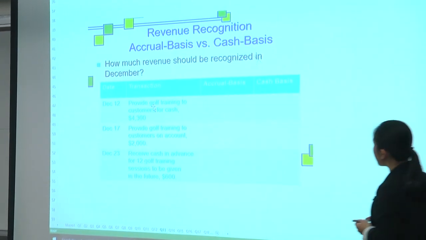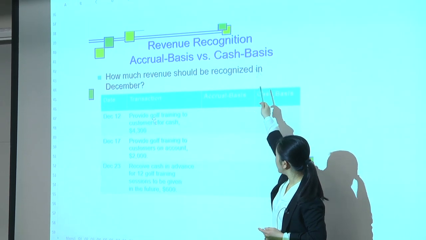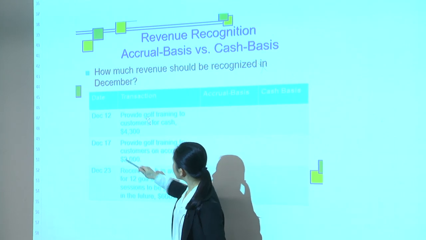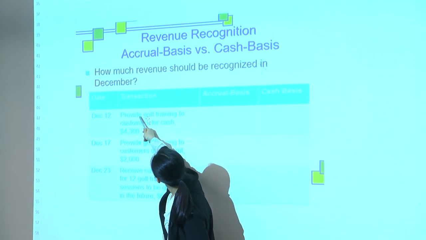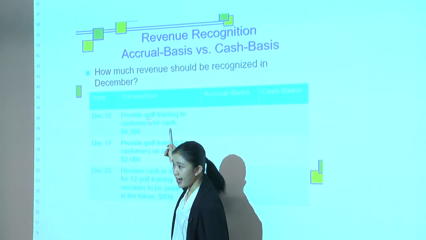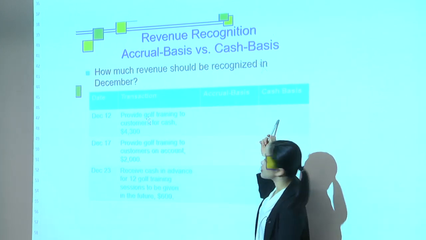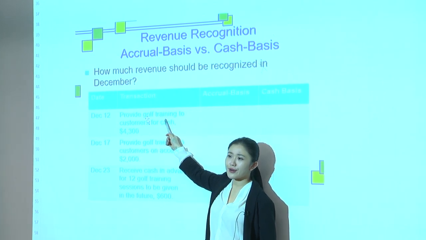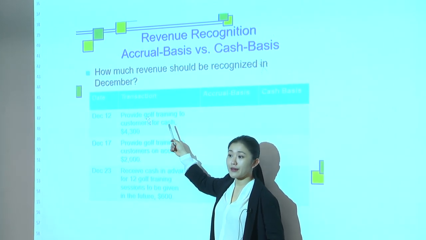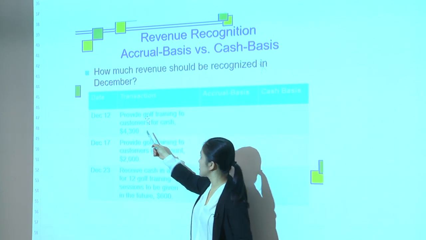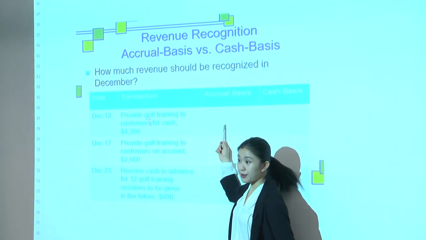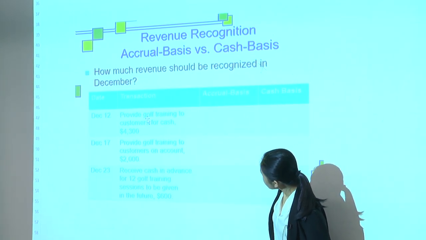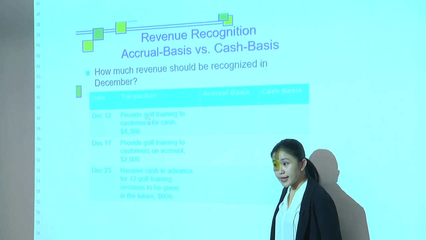I also provided the revenue recognition, again, cash and accrual. But same rule, right? December 12th, provide training to customers for cash. Well, we have cash, so this one is easy, definitely cash. And what is the rule for recording revenue? When we do it, right? When we provide service, when we sell the products, and we are doing it, so definitely recording revenues here under accrual basis. December 17, provide training to customers on account.